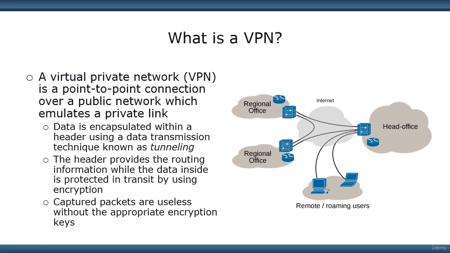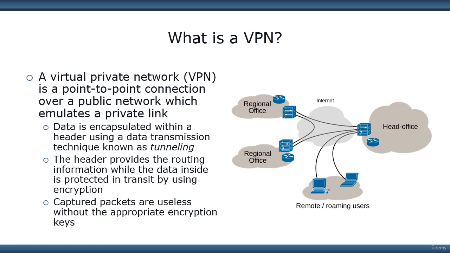All right, so we've mentioned a VPN. We need to understand what this is. A Virtual Private Network is a point-to-point connection over a public network that emulates a private link. So data is encapsulated between two endpoints using a data transmission technique known as tunneling.